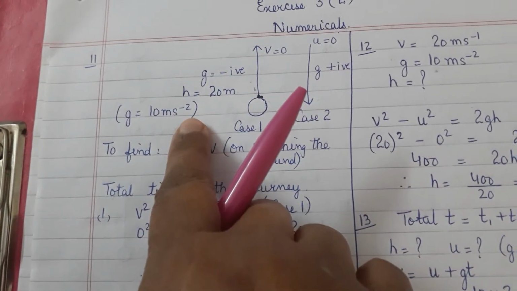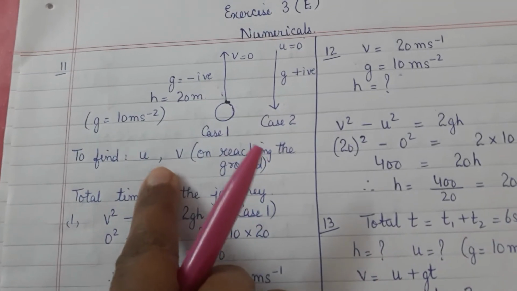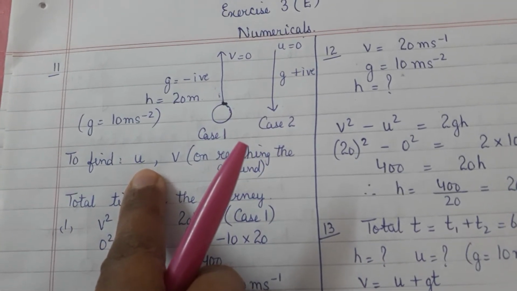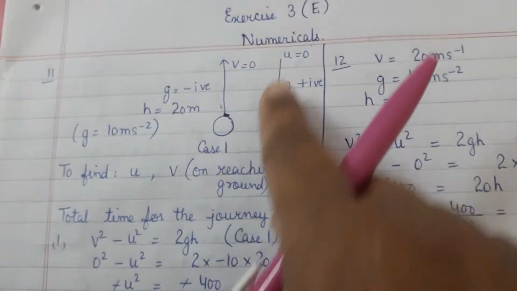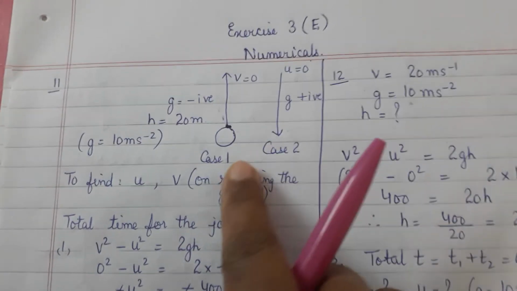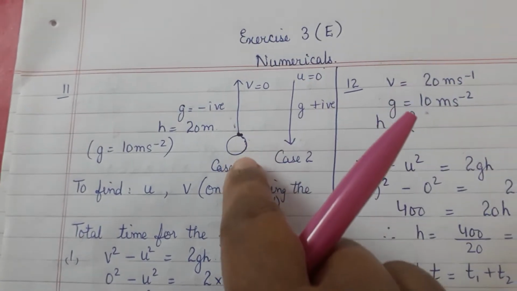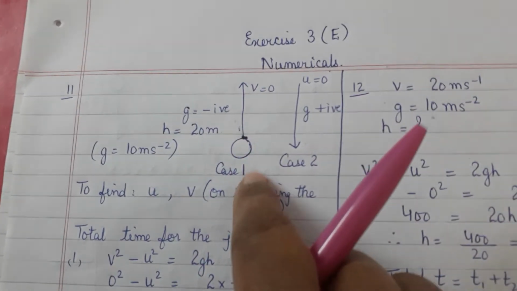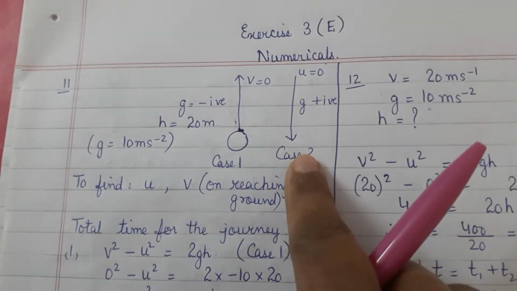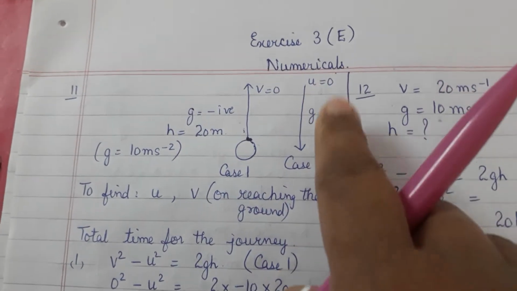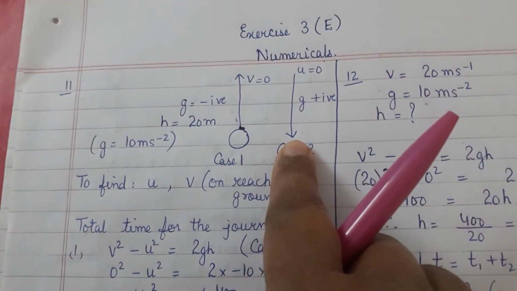The value of G is also provided to us to be 10 meters per second square. You need to find out the value of the initial velocity U. You need to find out the value of final velocity when the ball, after moving up, reaches back to the ground, right? So that I've considered as case 2, when it reaches down, and case 1 is when it moves up. When it moves up, children, the value of V will be 0 and G will be negative. And when it moves downwards, the value of U will be 0 and G will be positive. This is very, very important for you to remember this, right?